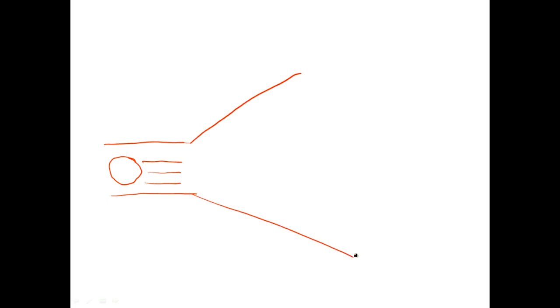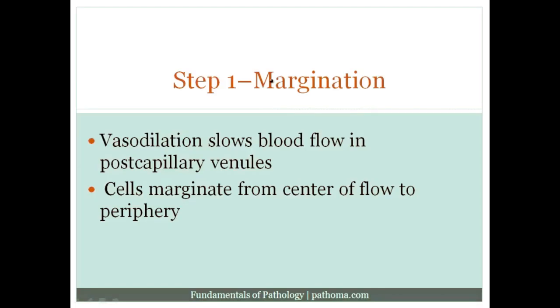One of the results of vasodilation will be that the particles that were running in the center of the flow will enter this area of vasodilation where the blood flow becomes a little more turbulent, and the heavy particles will be allowed to come to the edge of the blood flow. When the heavy particles come to the edge of the blood flow, that's called margination. And so margination is the very first step of neutrophil arrival. So let's go back and look at step one of margination with that in the back of our mind.